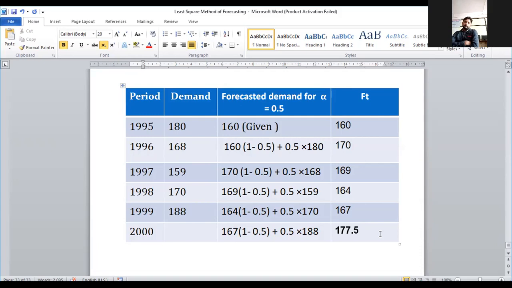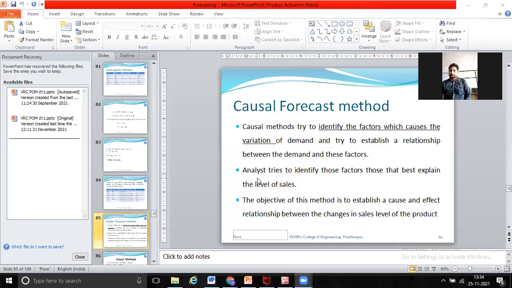Is there any doubt, any question? Whether you understood the exponential smoothing method? Yes. Okay, thank you. Okay, I will stop the share, share screen, and I will share.